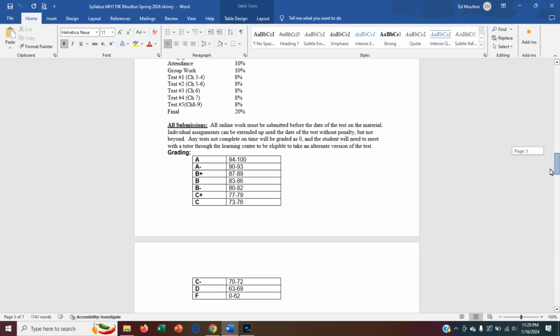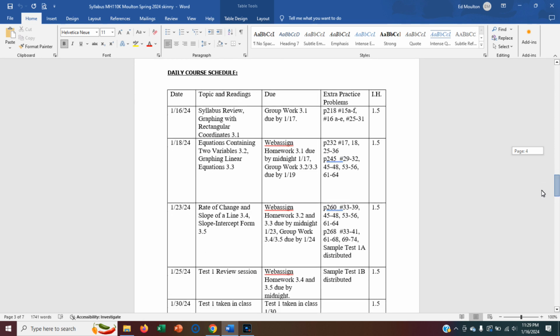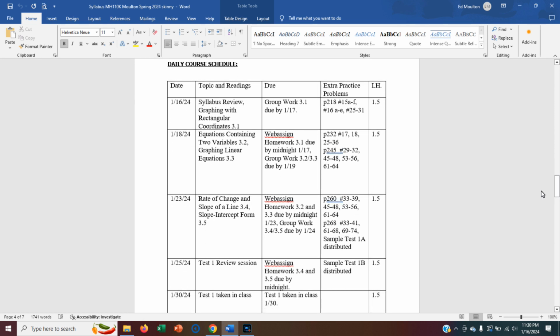This is the general grading scale. And the last thing on the syllabus, the most useful thing, is a review of all the dates in the class, what's covered and what's due. This due column tells you when group works are due, when homeworks are due on the website, and when we have tests.